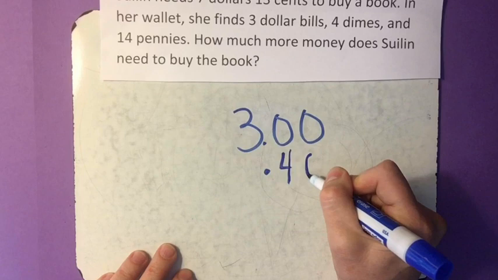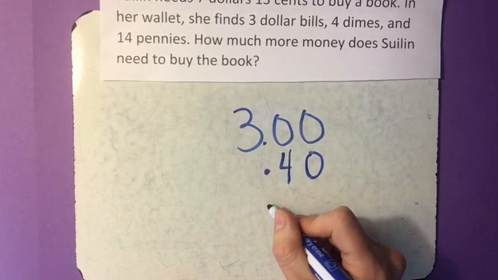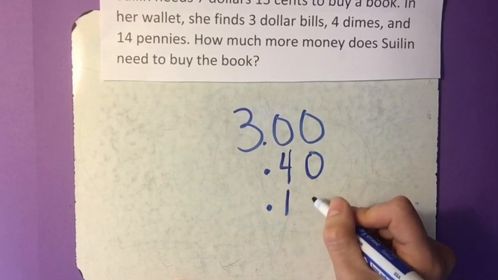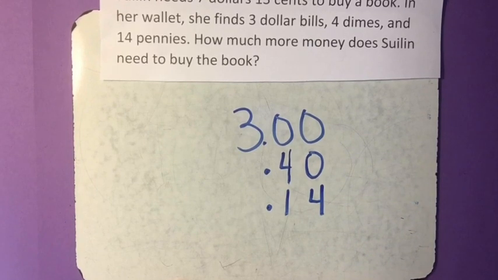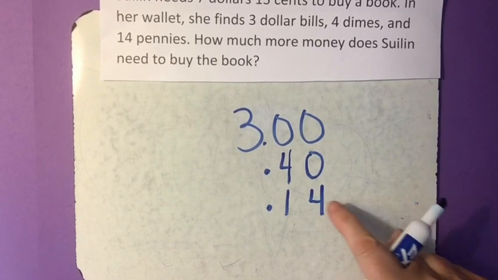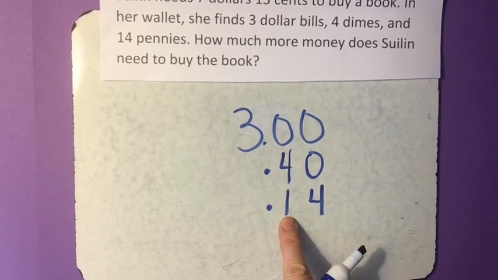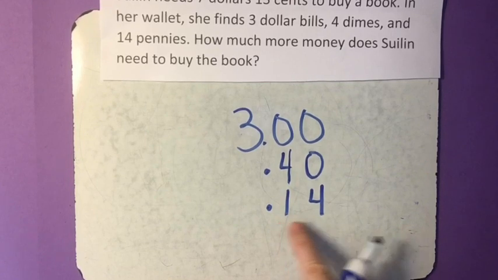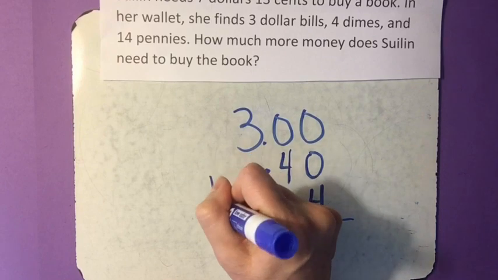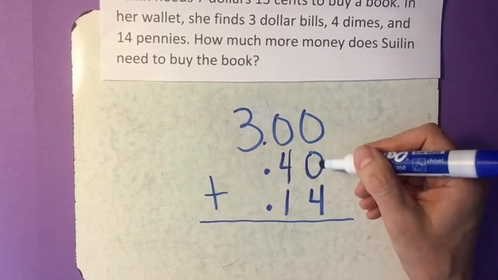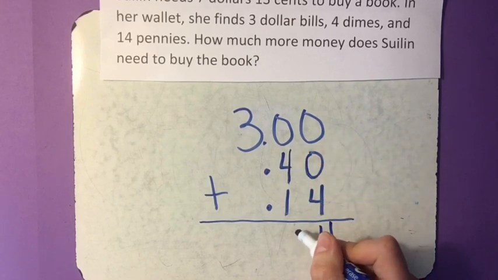She has 4 dimes, which is equivalent to 40 cents. And she has 14 pennies, right? So 14 pennies would be the same as a dime and 4 pennies. We can't put 14 pennies all into the hundredths column. We have to represent that we've gone up to a dime plus 4 pennies. Okay, so let's go ahead and add this up. We have 0 plus 0 plus 4. We have 4 plus 1 plus 0, which is 5.